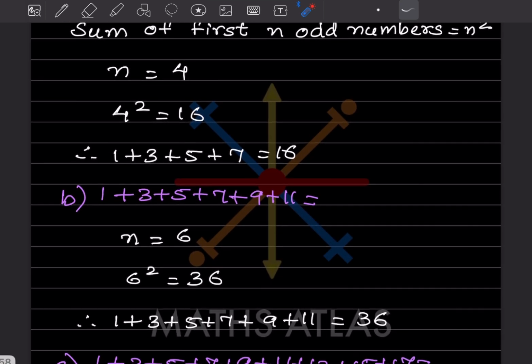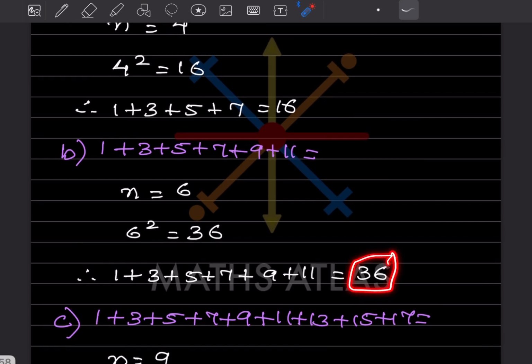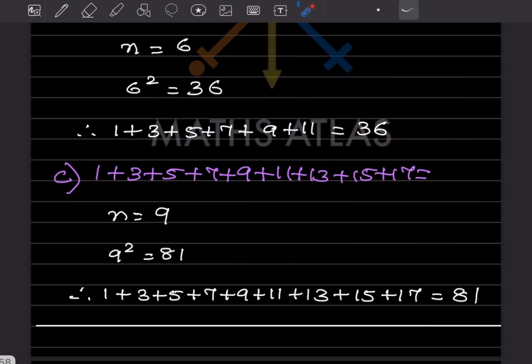Now here, how many numbers do we have? 1, 2, 3, 4, 5, 6. So we can consider this n as 6. So n square will be 36, because n is 6, so 6 square will be 36. So the answer will be 36. Here we have 1, 2, 3, 4, 5, 6, 7, 8, 9. So n will be 9. So the square of that is going to be 81. So the answer is 81.